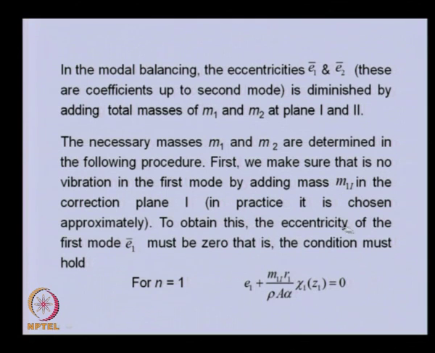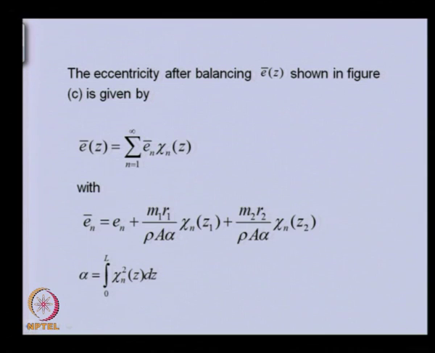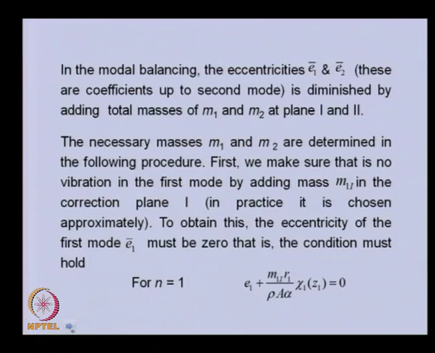To obtain this, the eccentricity of the first mode E1 must be 0, that is the condition. This following condition must be satisfied. That means, for n equal to 1, the previous expression, this expression E1 bar should be 0, because we want to balance the first mode, and here E1 and other terms are there.